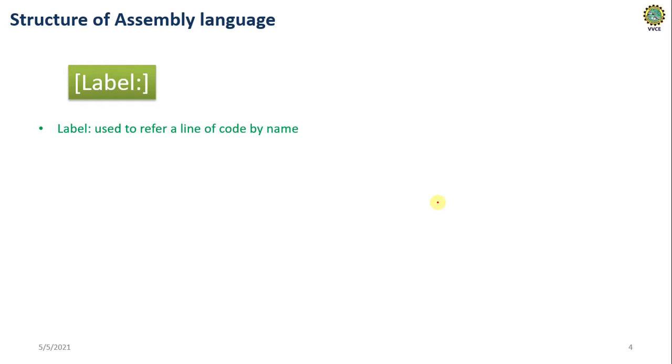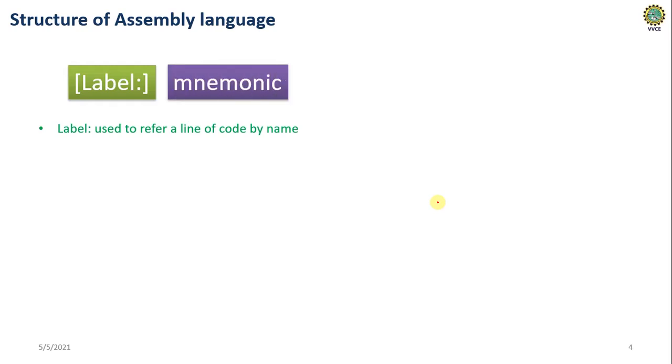So a label refers to the line of code by some name. You can give any name to the label, like loop or jump. That defines a line of code by its name. That is used as, or referred to as, a label. As we write the code, you can see that.